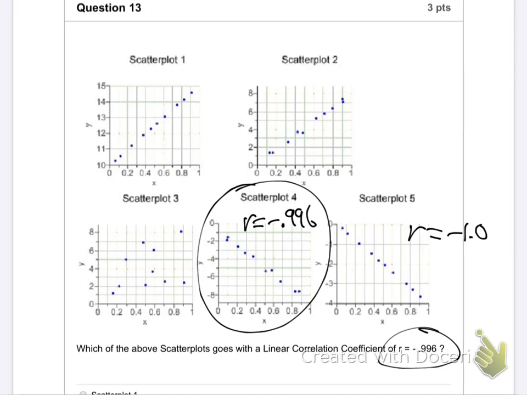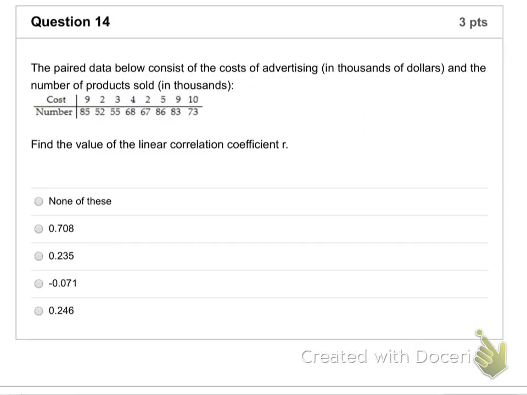Remember, when R is 1.0 or negative 1, it's a perfect line going up or down. And when it's close to 1 or negative 1, it's almost a perfect bunch of dots going up or down. So there it is. That'll be your favorite question on the test, right? Nice, easy one. Nice and quick, nothing to do in the calculator. On we go to number 14. There's only 14 questions, which is good and bad, isn't it?